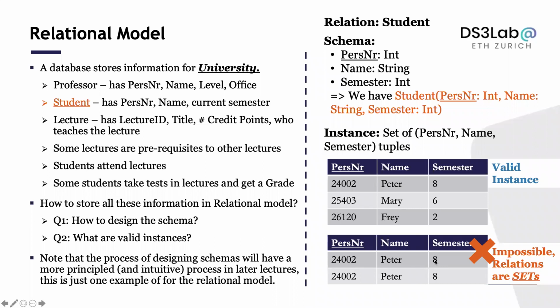So the problem is that in the relational model, we are modeling an instance as a set. You cannot give me a set with duplicate information, because then that's not a set, that becomes a bag, okay? So the problem of this instance is actually that it is not a set, okay?